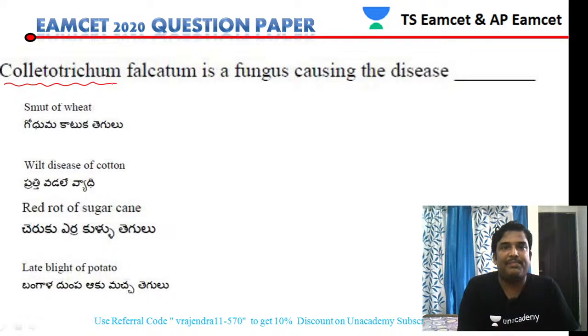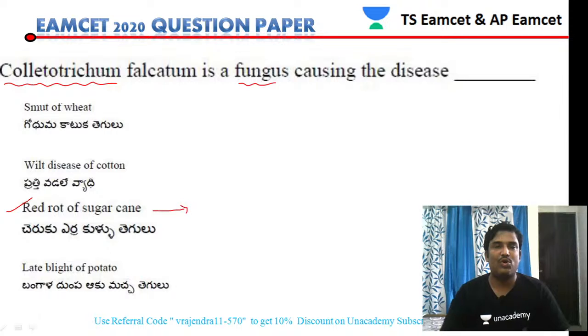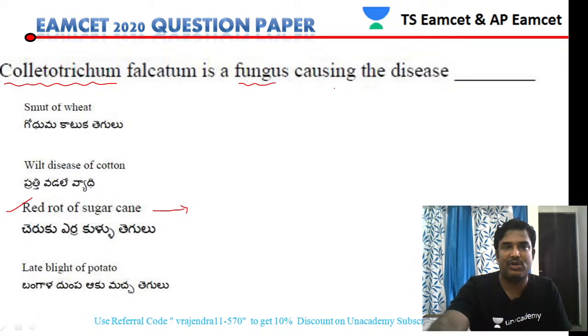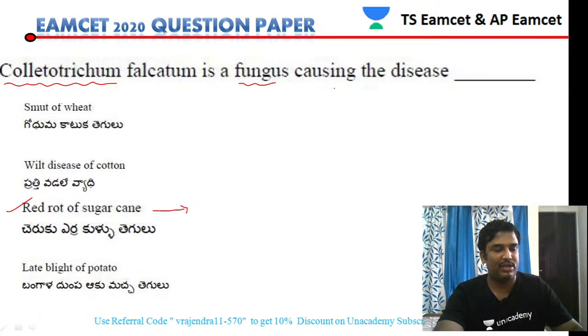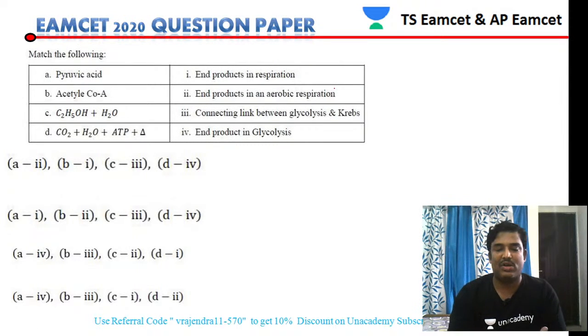Colletotrichum. No doubt, Colletotrichum is a fungus. Colletotrichum causes a disease called red rot of sugarcane. If you cut the sugarcane, inside you will see a red color. That is red rot of sugarcane. The name of the fungus which causes red rot of sugarcane is Colletotrichum.